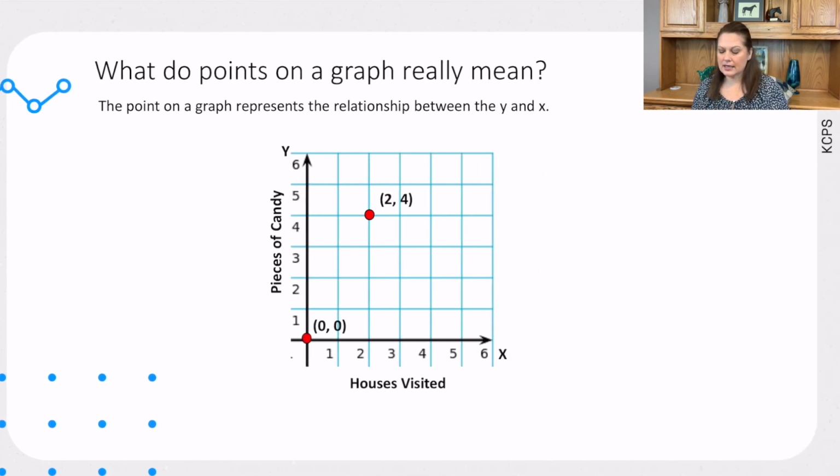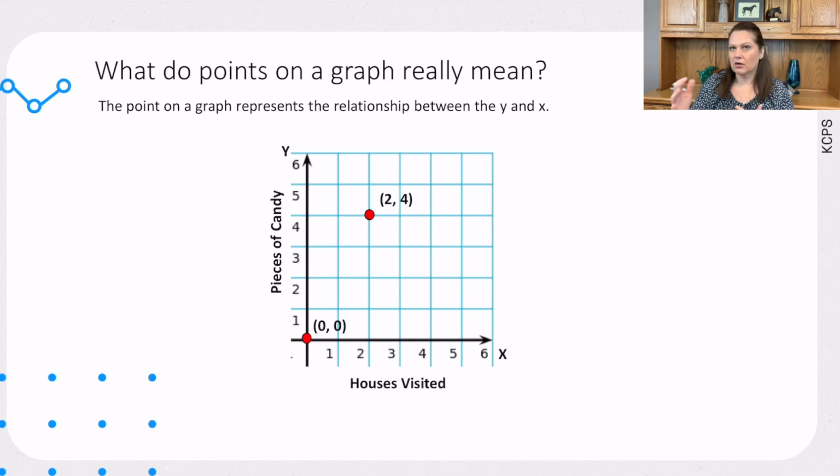So let's take a look at what a graph would look like if it's in a proportional relationship. Remember, proportional relationships, you must go through the origin or start at the origin, and it must be a straight line. Now, if we haven't gone trick-or-treating yet, we haven't gone to any houses, we haven't collected any candy, so that's our origin, 0, 0.